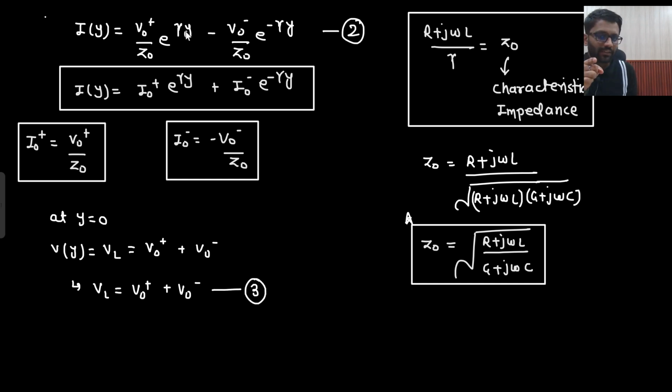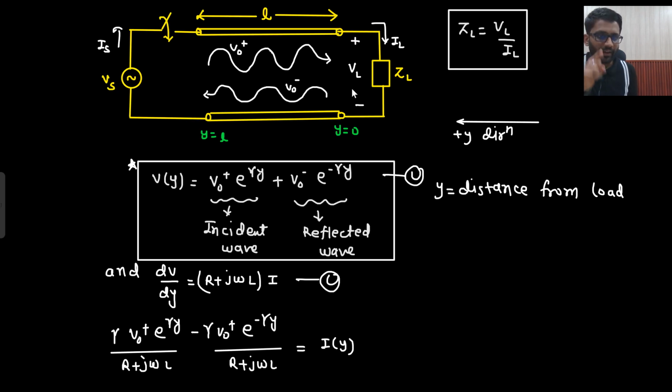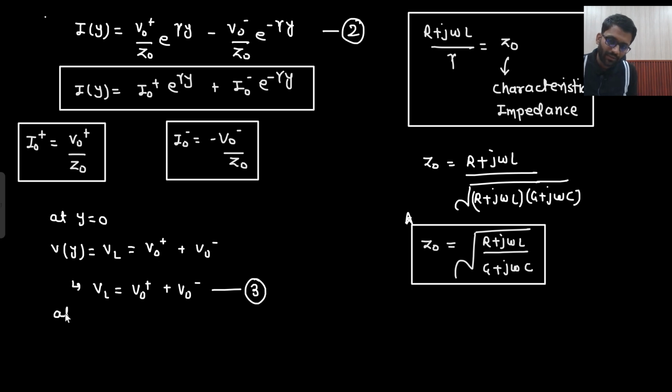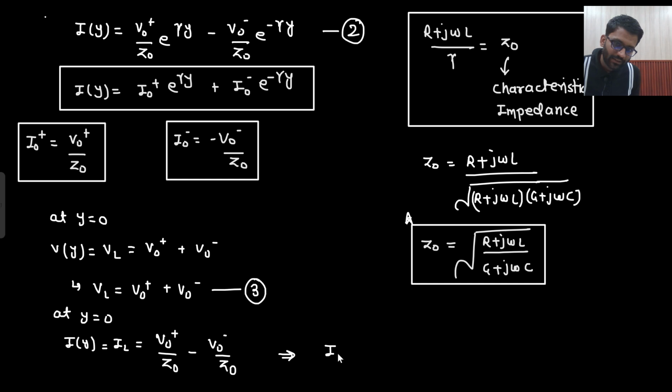You can put y equals to 0 here as well. If you put y equals to 0 here, what will be the value of Iy? At y equals to 0, what is your current? Current is equal to load current. So at y equals to 0, Iy is equal to IL only. And IL is equal to V naught plus divided by Z naught minus V naught minus divided by Z naught. So from here, IL Z naught is equal to V naught plus minus V naught minus.